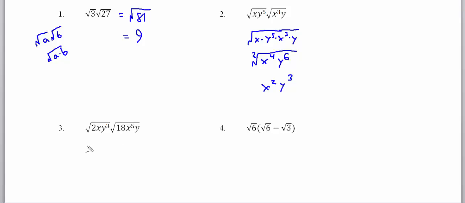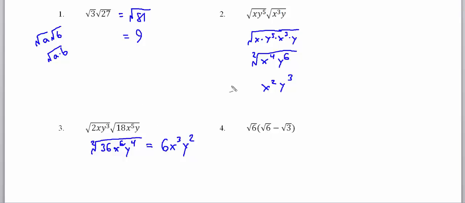But the third example here wraps up our little short piece about multiplying radicals because you can combine this into 36 because 2 times 18 is 36. X times x to the 5th is x to the 6th, and y to the 3rd times y is y to the 4th, which is pretty nice because we can now just take the square root of 36, which is 6. 2 fits into 6 3 times, or the half power of x to the 6th is x cubed. Or 2 fits into 4 twice, or the 4th to the half power is y squared.